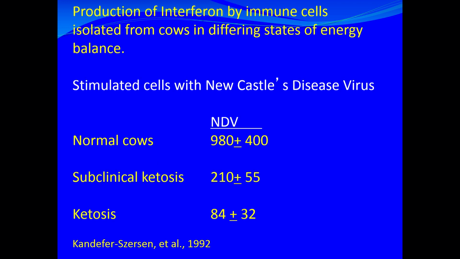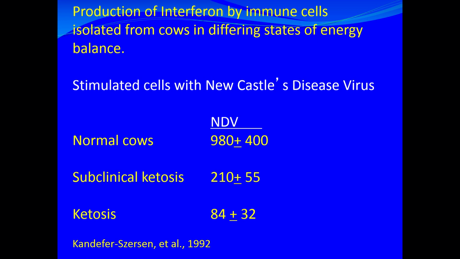This is an old study now, but it's still one of the great studies. This was a study where they looked at the production of alpha interferon by lymphocytes in culture. Now, alpha interferon is produced by lymphocytes whenever they run into a virus. And the idea is they're going to produce this and tell all their neighbors, hey, there's a virus in the area, try not to get infected.